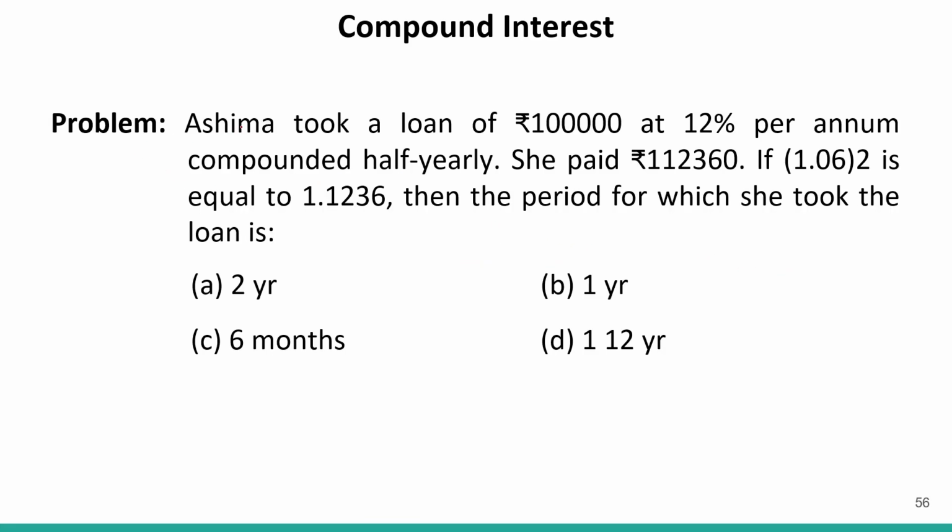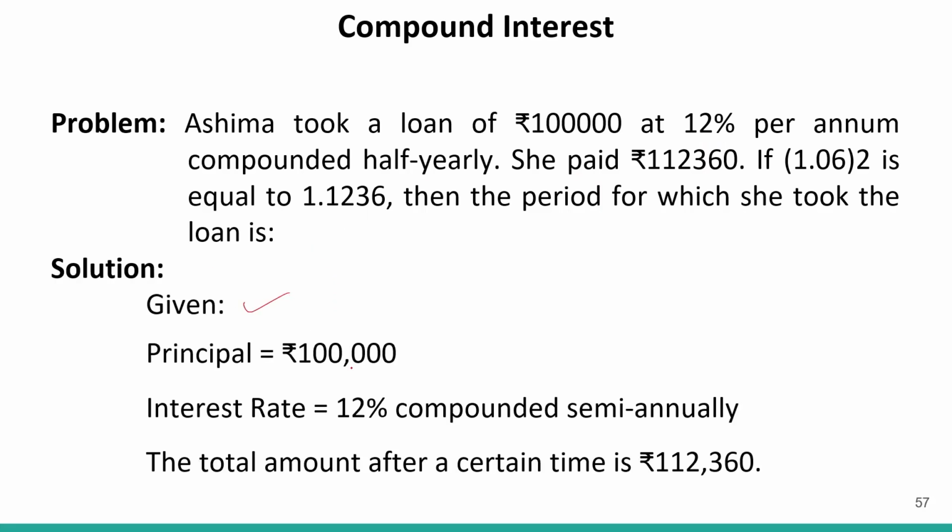Let's see the problem. Asima took what? She took 1 lakh at 12% per annum compounded half yearly. So she paid 1,12,360 if 1.06 power 2 is equal to this much. Then the period for which she took the loan is what? 2 years, 1 year, 6 months or 1.12 years. So let's see which of these 4 is actually correct.